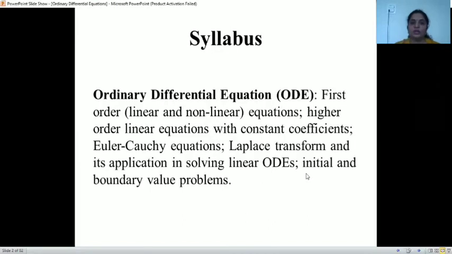In between, you can see the syllabus. The syllabus in ODE is first order linear and nonlinear equations and higher order linear differential equations with constant coefficients, then Euler-Cauchy equations, and then Laplace transform and its application in solving linear ODEs. And then finally, it is initial and boundary value problems.